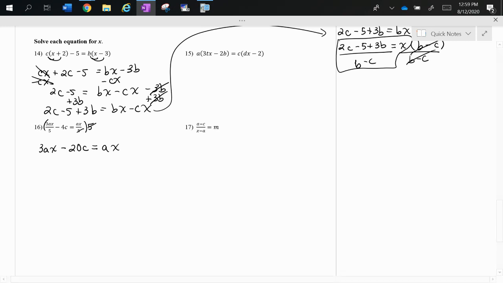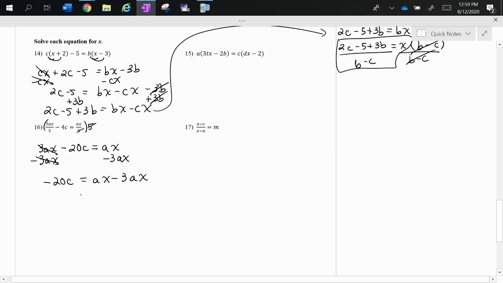That looks a little more like the last one, but we still see an x on both sides. So I'm going to move all the terms that have an x on one side and all the terms that don't have an x on the other side. So I'm going to subtract 3x from both sides. And I have negative 20c is equal to ax minus 3ax.